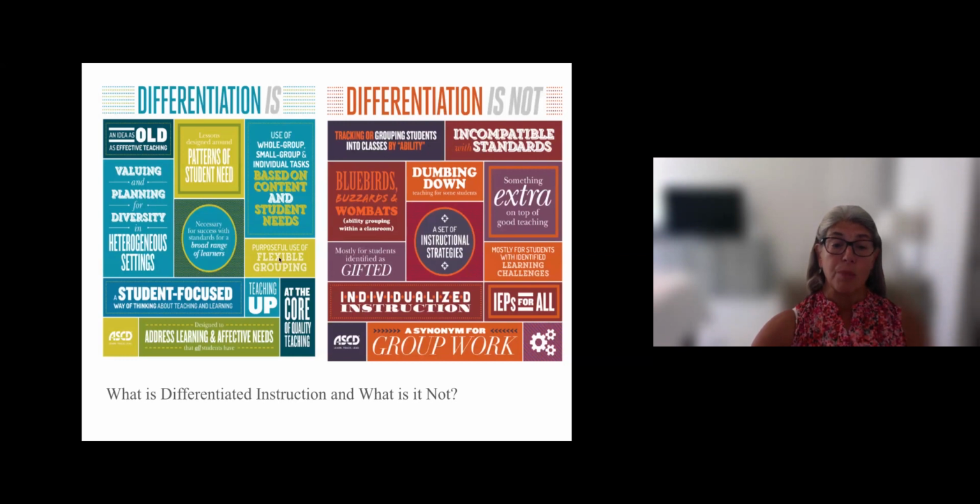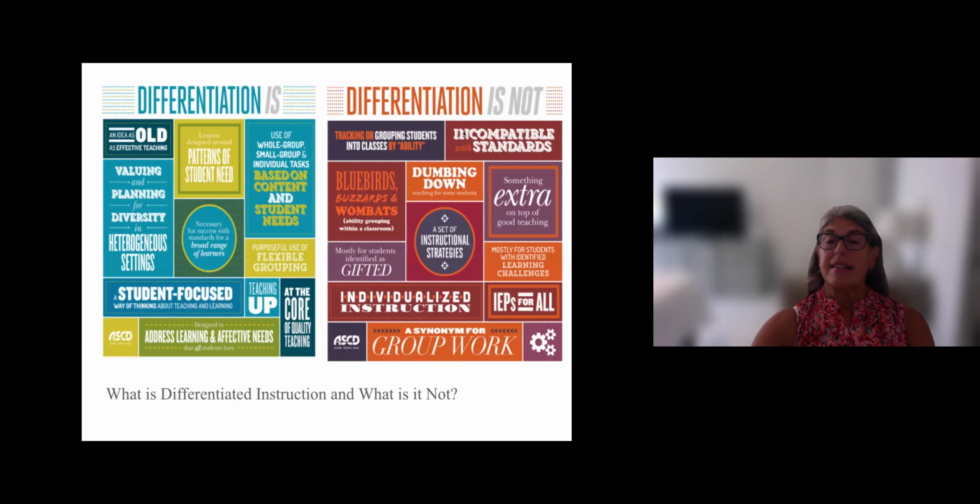It is flexible grouping where sometimes students are going to be in groups based on their readiness because that's what they need at that time. But other times they're going to be in groups with other students based on their interests or their learning profile. That's what differentiation is and what it's not. And differentiation isn't giving something extra to some students. So if you finish your work, then you get to do more work. That's not differentiation, okay?